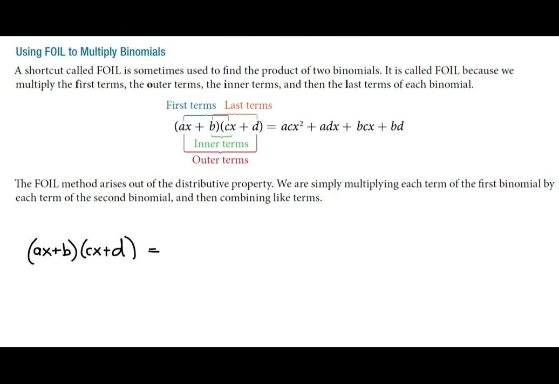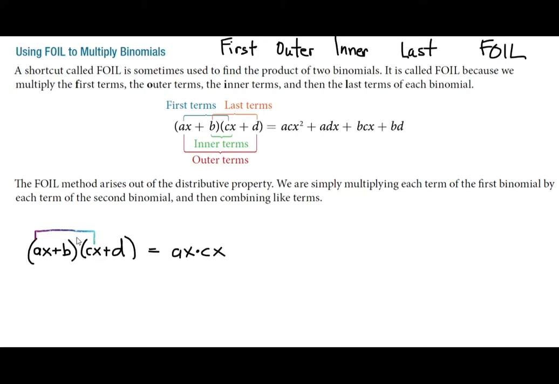Now I'll talk about a shortcut called FOIL, and this is just a shortcut to apply the distributive property, and it's called FOIL because FOIL stands for multiply the first terms together and then the outer terms together, then the inner terms together, and then the last terms together. FOIL. So what does that mean? Well, if I want to multiply the first terms together, that gives me AX multiplied by CX, the first terms together.